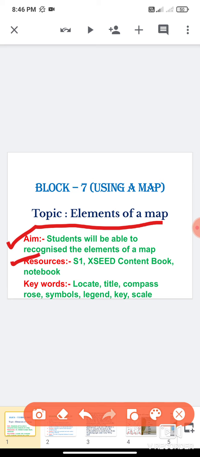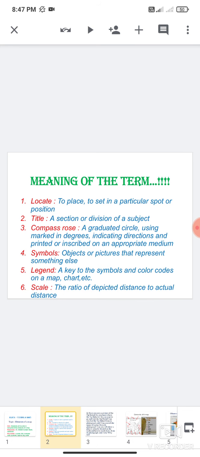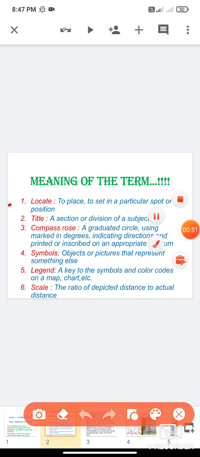Resources required are your S1, your exit content book, and your notebook. Keywords for today are locate, title, compass rose, symbols, legend, key, and scale. So as usual, let's look into the meaning of the terms. What is point number 1? Locate. To place, to set in a particular spot or position. That is known as locate.